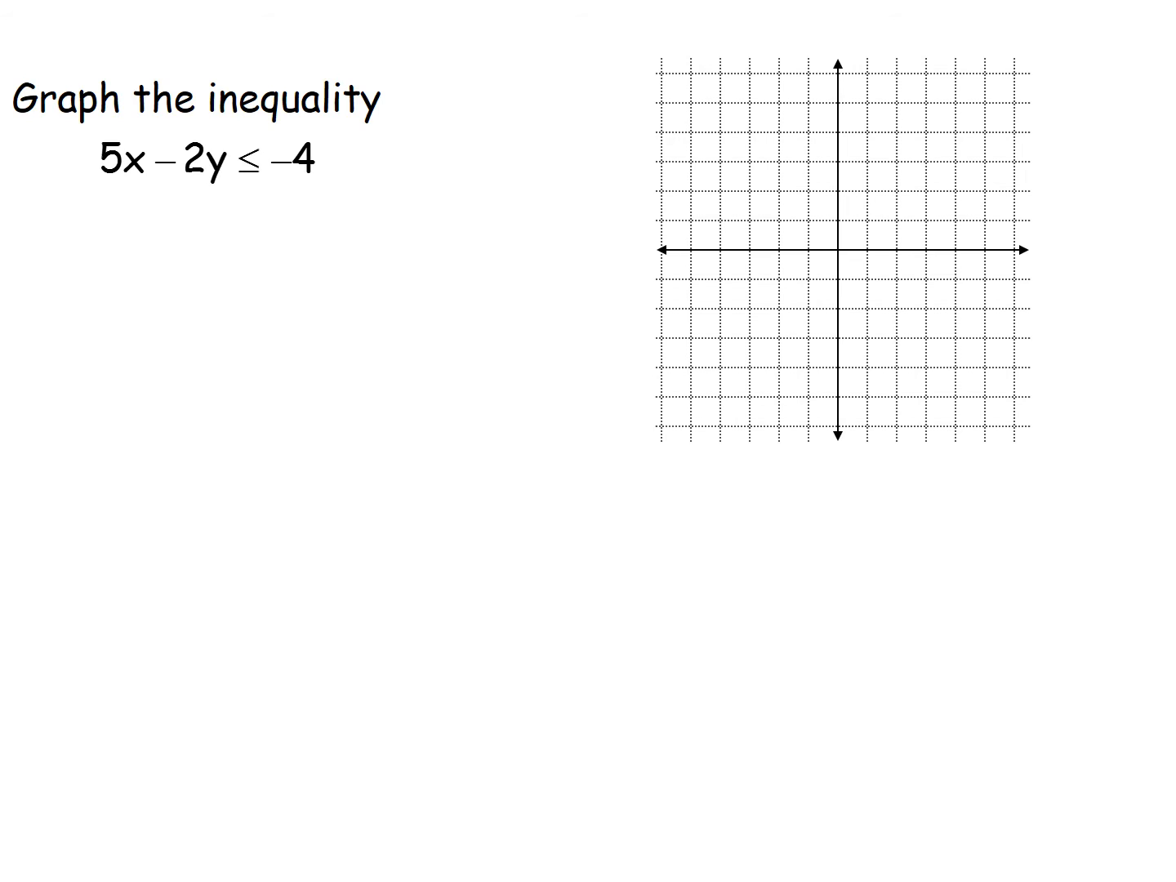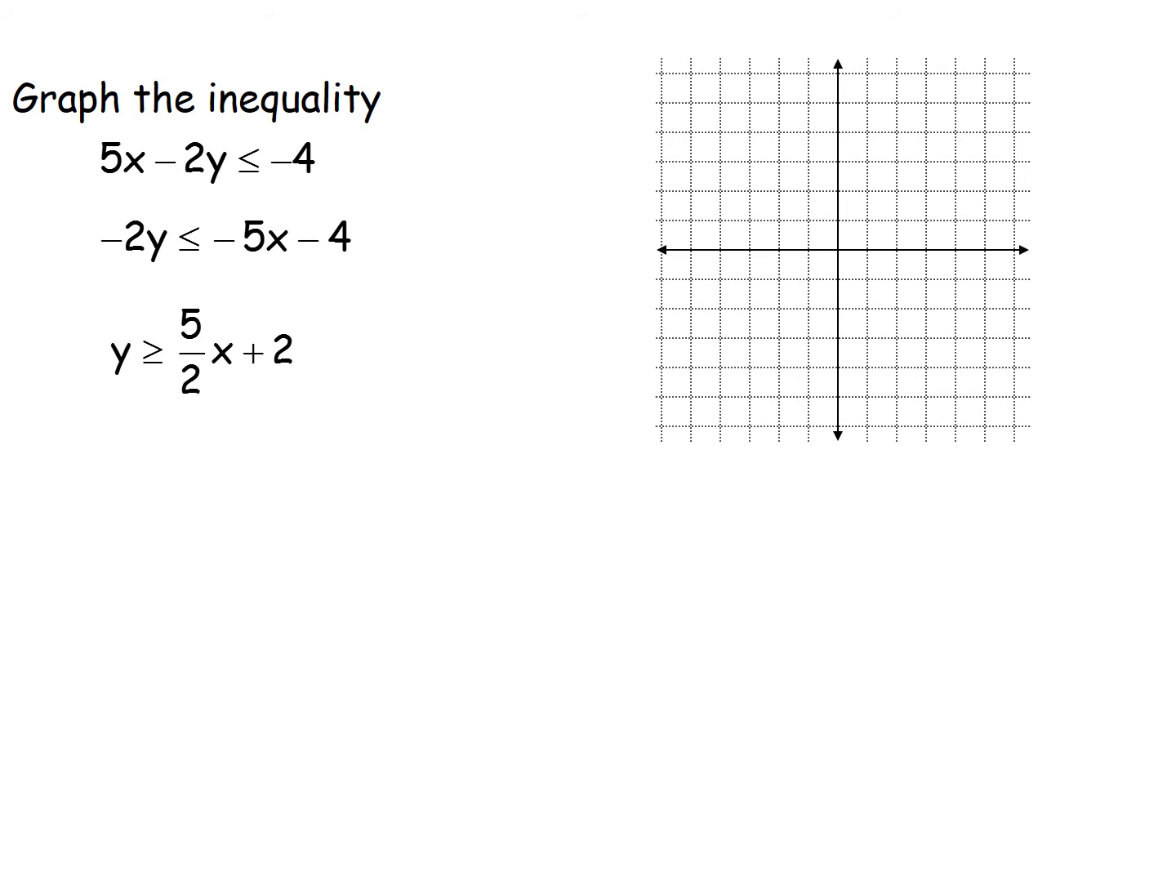All right, so here we have the inequality 5x minus 2y is less than or equal to negative 4. We need to put this inequality into slope-intercept form so that we can graph it and also figure out where the solution set will be. I start by subtracting 5x from both sides, and so I have negative 2y is less than or equal to negative 5x minus 4. Then I divide both sides by negative 2.